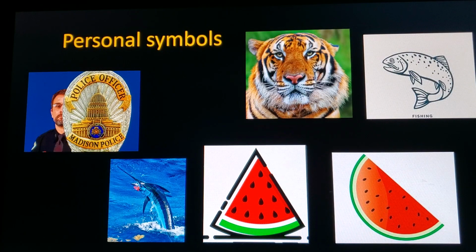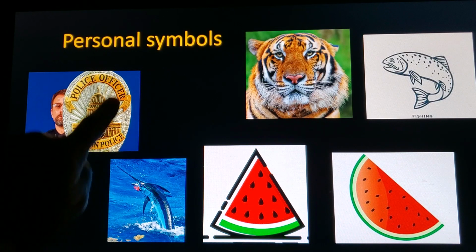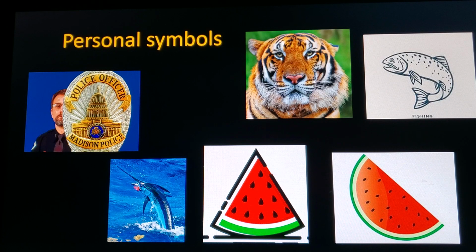Personal symbols. Now, you can have symbols that have something to do with you personally. My son, I told you, he's a Madison police officer. So maybe I'm going to use the badge from the Madison Police Department. You might use something that you just made up. Like, for example, you find a tiger and say the tiger represents fierceness or beauty, and I'm going to include that in mine as a symbol.